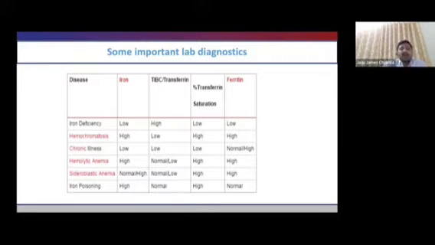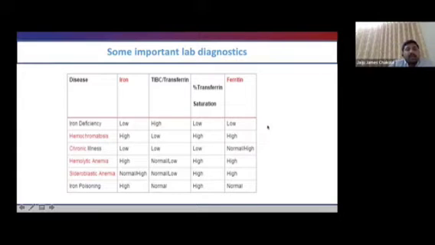So after the investigation, what is the expected result for different clinical conditions? Here the points of interest for us will be iron deficiency and chronic illness. In iron deficiency, the iron levels will definitely be on the lower side. The TIBC levels will be on the higher side. Transferrin saturation will be low, and the ferritin levels will also be low.